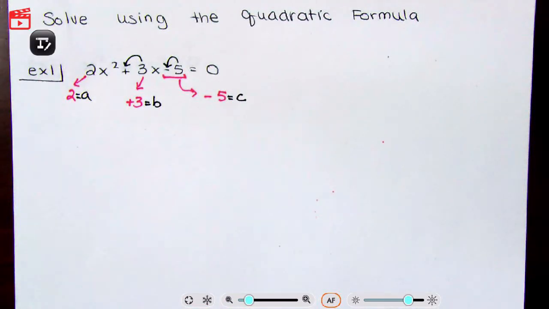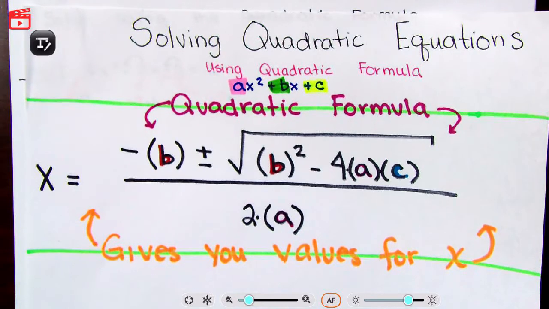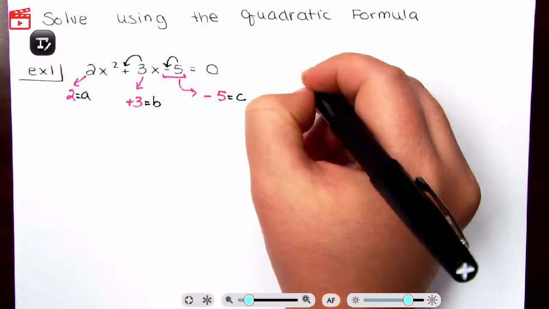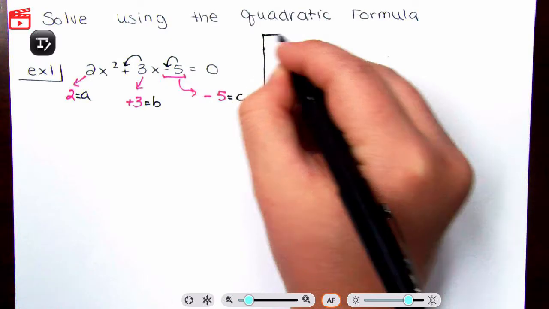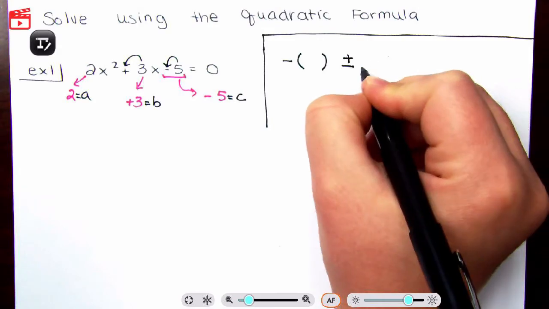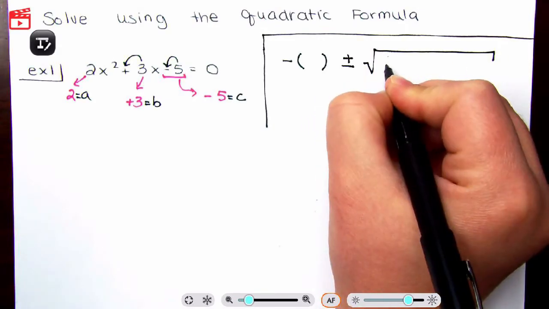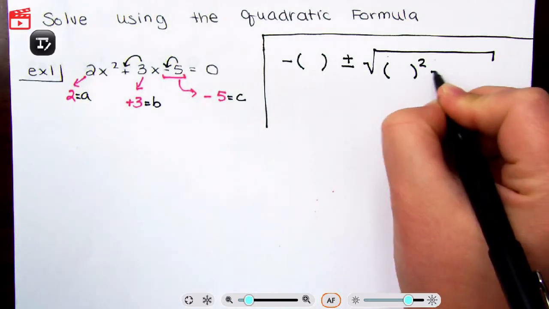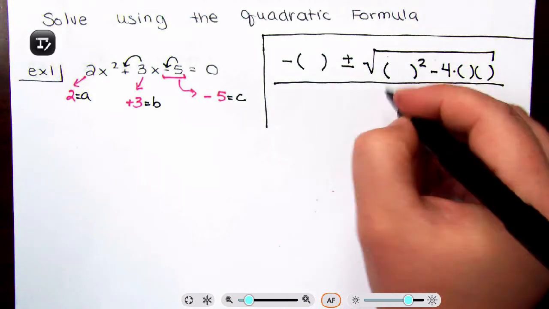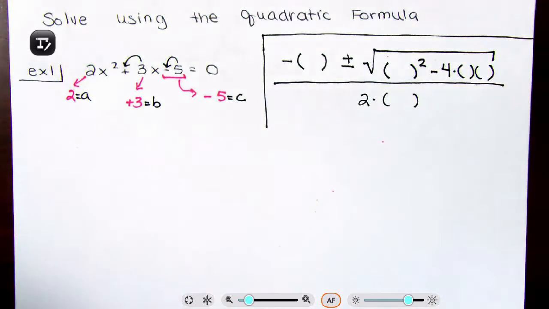I like to copy down the formula, so I have the formula right in front of me. This is the quadratic formula we are using. And instead of writing the A and the B's, I just write bubbles. So I'm just going to separate this out here. I have a negative B plus or minus the square root of B squared minus 4 times A times C. All of this is being divided by 2 times A. The reason I like to put bubbles is because I have the formula in front of me, all I have to do now is just write in the correct numbers.